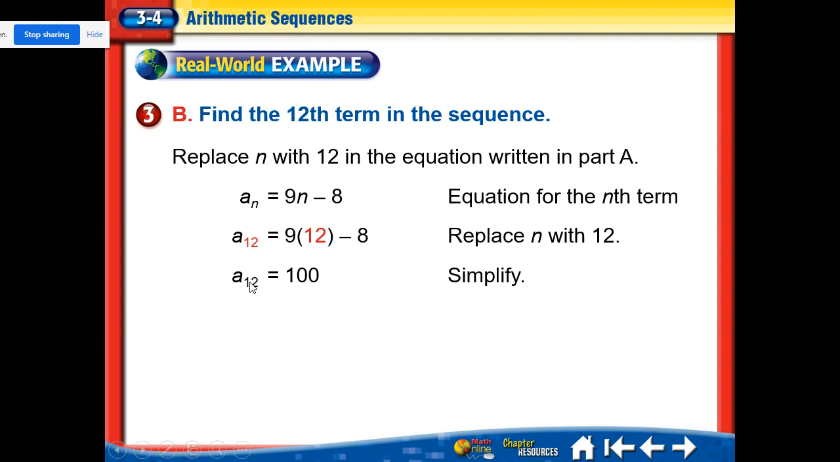Now, could we have added up to get there? Yeah, but we don't really want to. We want to be able to jump straight to the term that we want. And 12 wouldn't have been too bad, but again, what about the 51st term or the 101st term?